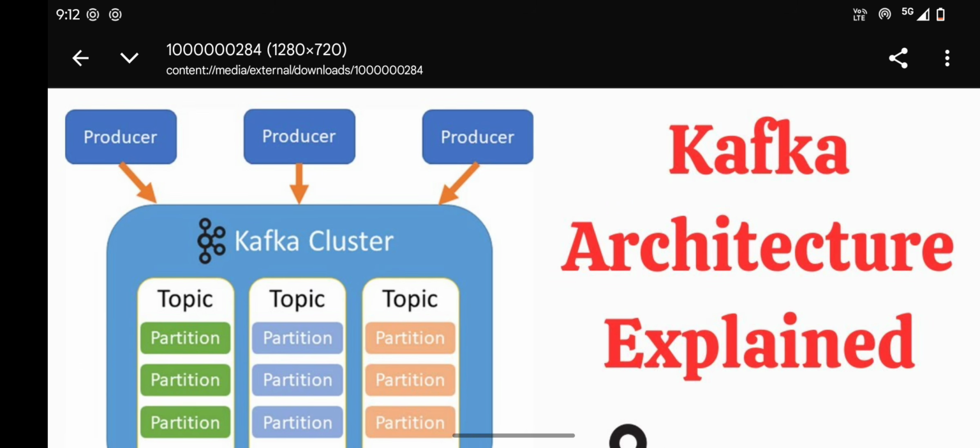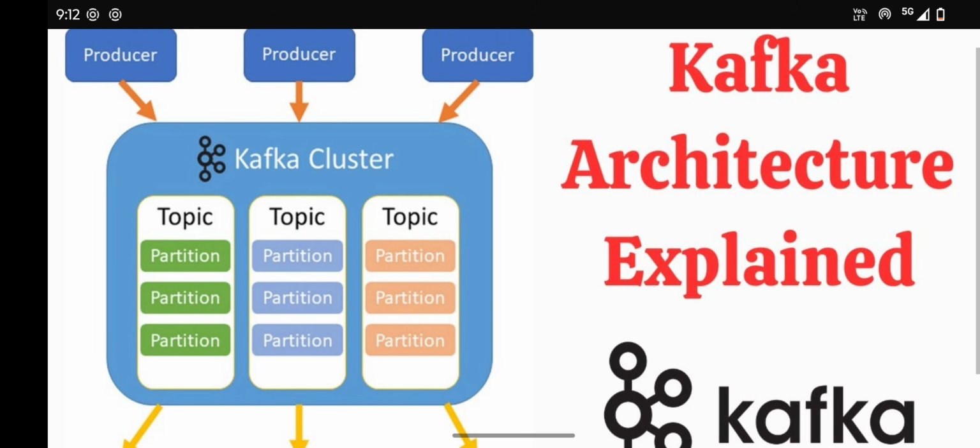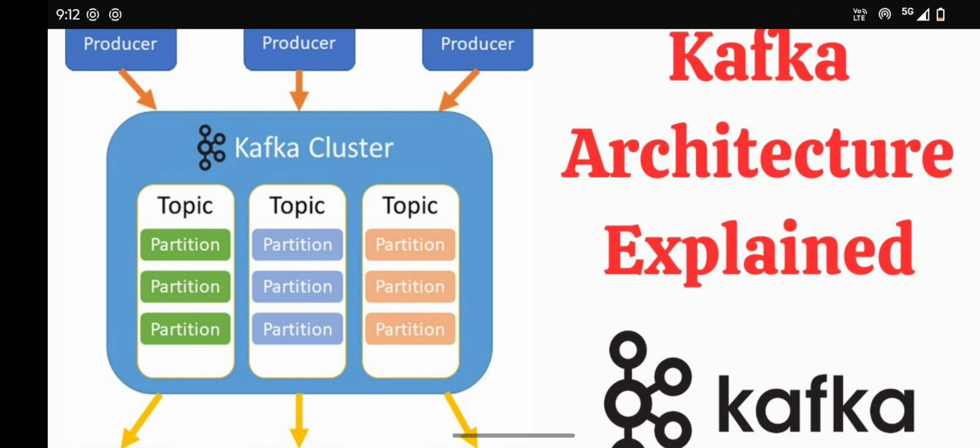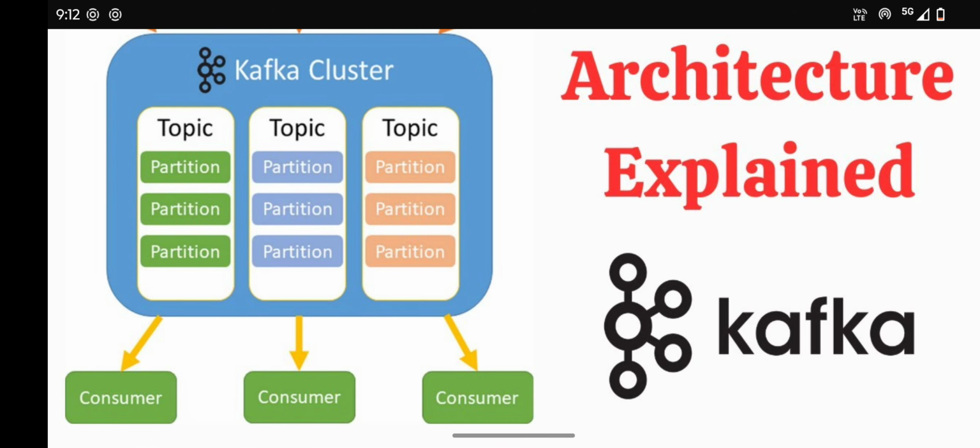You can see here. Initially, in Kafka, we need to configure the topic, and each topic can be divided into multiple partitions. In each partition, we can send events using a producer, and whichever consumer subscribes to the particular topic and specific partition will consume the data.